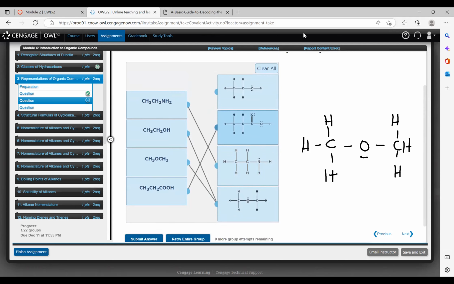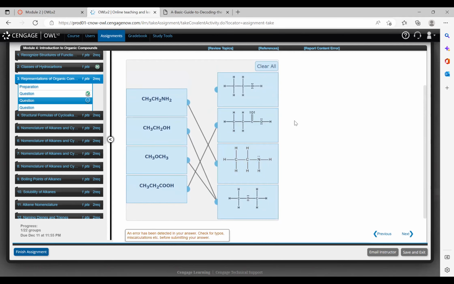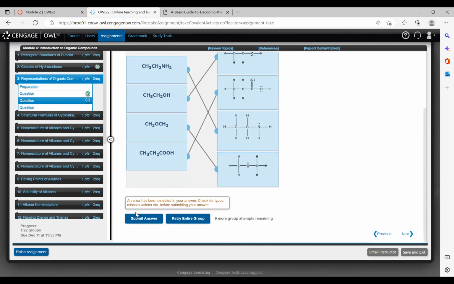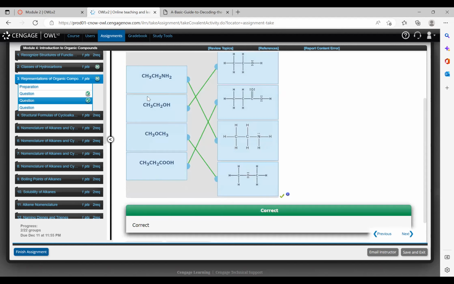All right, so again, you're looking at that expanded formula and structural formula, and we're going to make sure that we see those differences. What happened here? This is correct. Oh, let me clear it. Okay, amine, alcohol, ether, and carboxylic acid. I think I hit the button too many times. Submit our answer, and we're good to go.